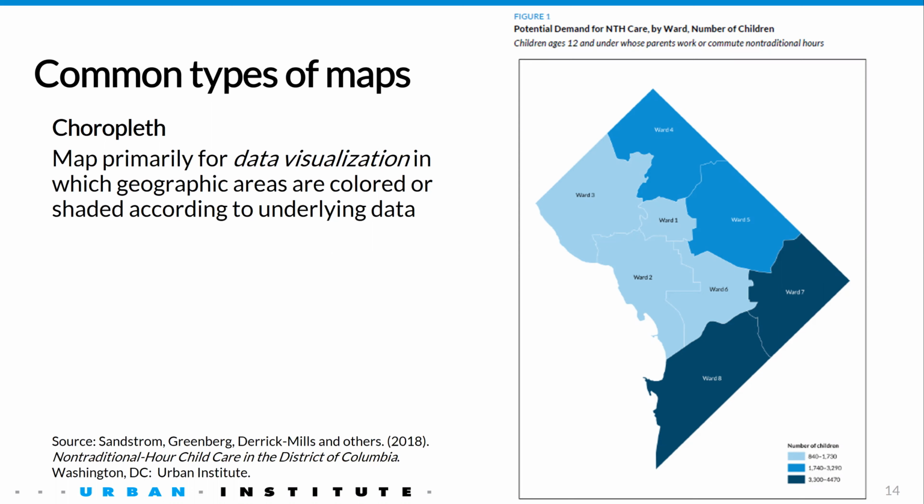population. This map shows large numbers of children, between 3,300 and 4,470 in Ward 7 and Ward 8 in the District of Columbia, potentially needing child care during non-traditional hours. These are the wards with the highest demand. Fewer children, between 1,740 and 3,290, are part of potential demand in Ward 4 and Ward 5, respectively. And then fewer children still, between 840 and 1,730, are part of potential demand in each Ward 1, Ward 2, Ward 3, and Ward 6.